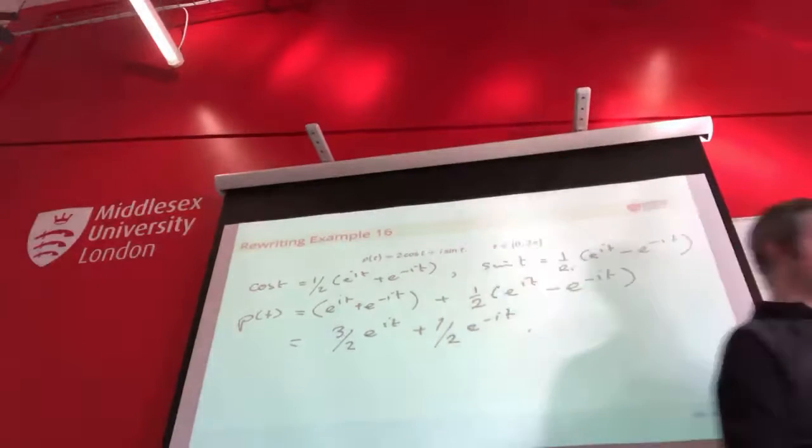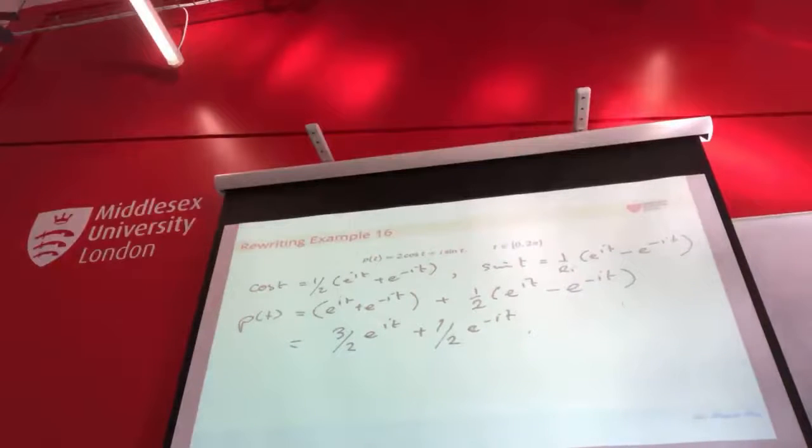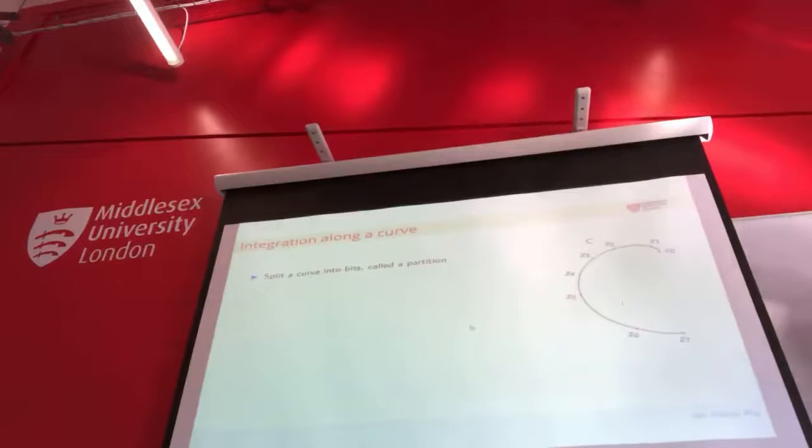Okay, so working with complex numbers can simplify things. Things like this are easier to differentiate, you see. Yeah, easier to differentiate. Now the point of looking at these, same as in real analysis, is that you want to be able to integrate along a path. You want to integrate a function along a path.